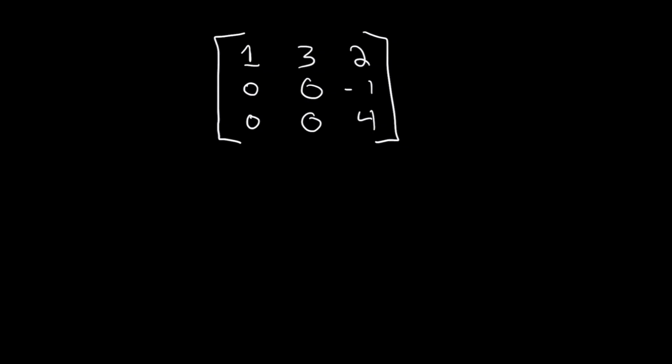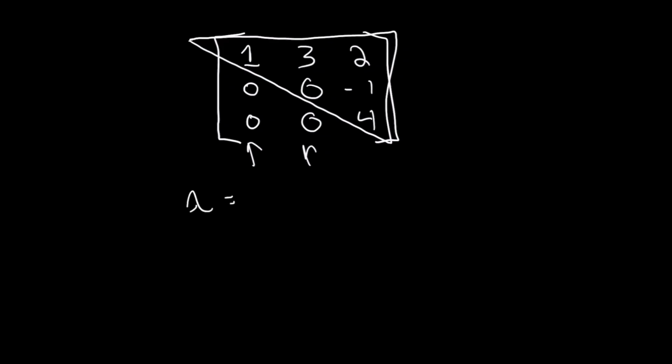So for this first one, it's pretty simple. We can use this triangle method to find the Eigenvalues because under it we have all zeros. So the Eigenvalues would be 1, 0, and 4. When you have an Eigenvalue of 0, automatically the matrix is not invertible.